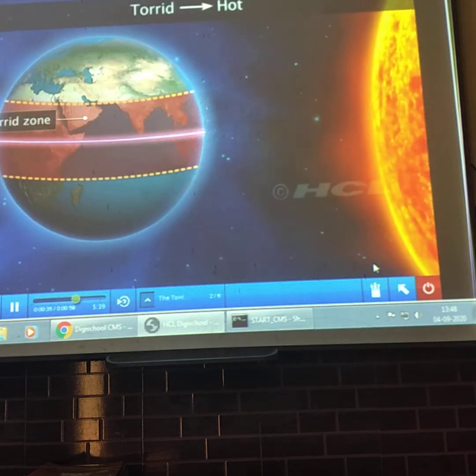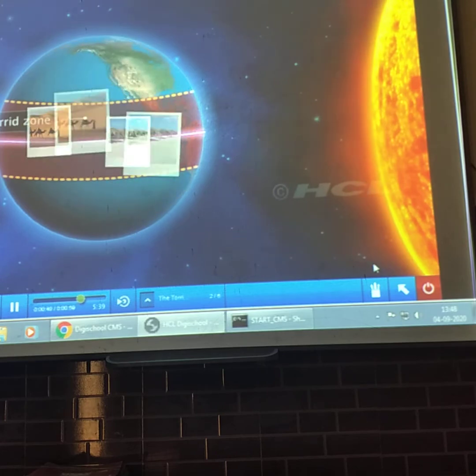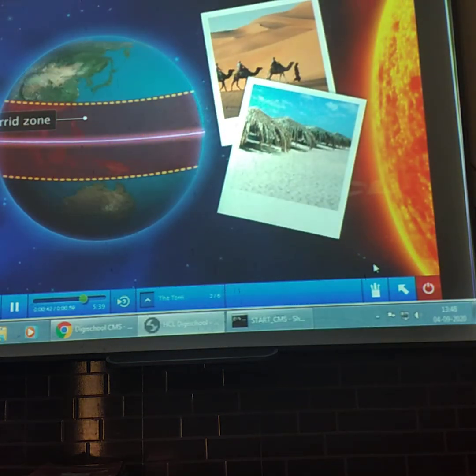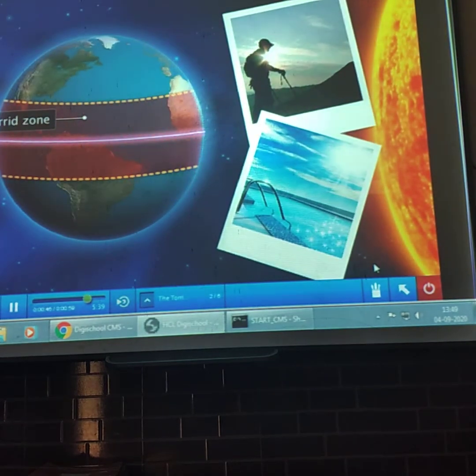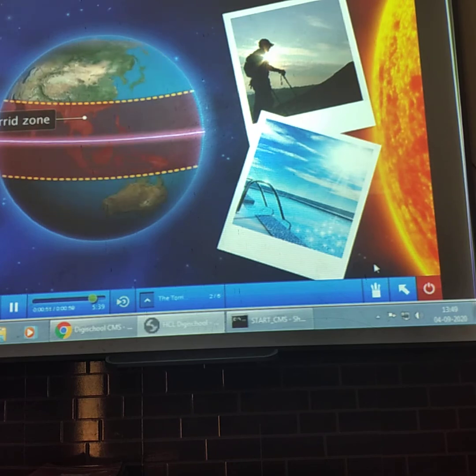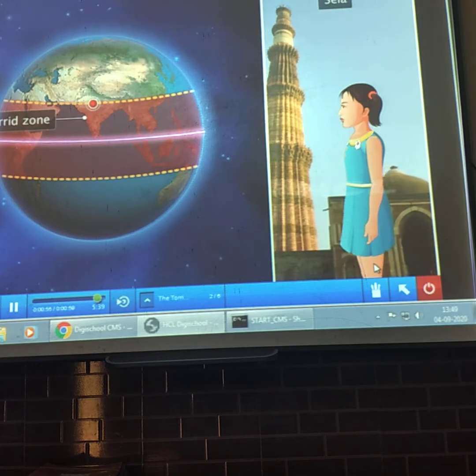Torrid means hot. As the name indicates, this is the hottest zone of the Earth. The midday sun shines exactly overhead, at least once a year, on all latitudes in this zone. Sailor lives in the torrid zone.